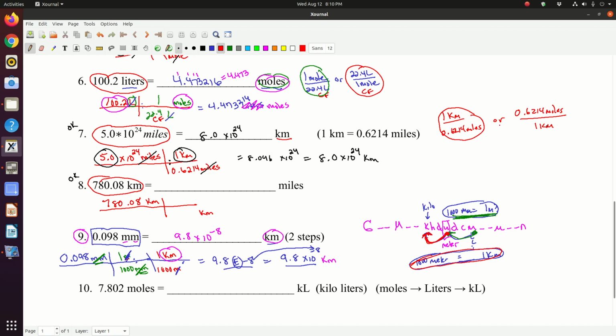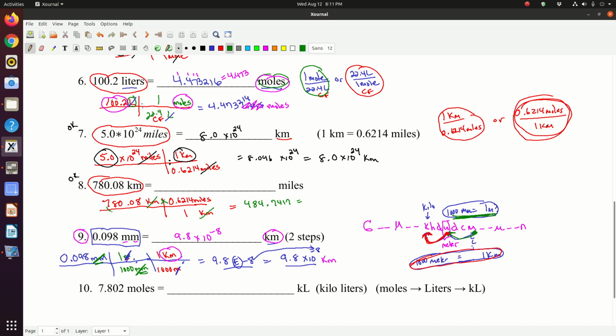So look at these two relationships. I'm going to use this one now. 1 kilometer on the bottom and 0.6214 miles on the top. Okay? Cancel numerator kilometers, denominator kilometers. Now we just multiply it because it's on the top. We get 484.7417. That's what I call my raw number before significant figures.